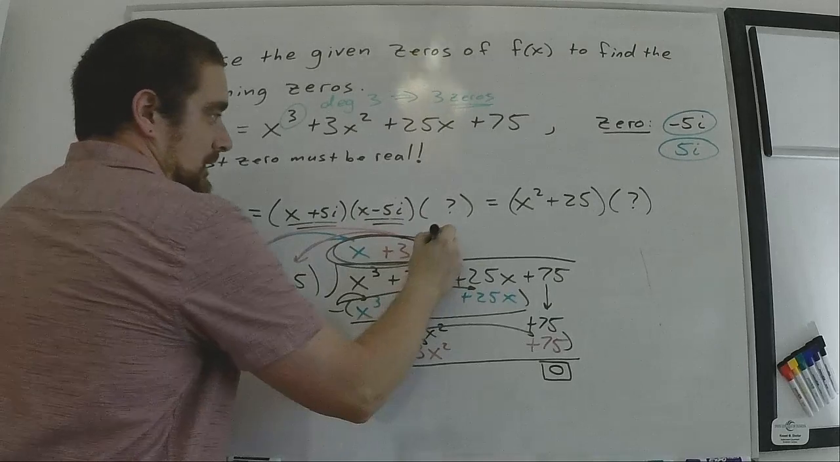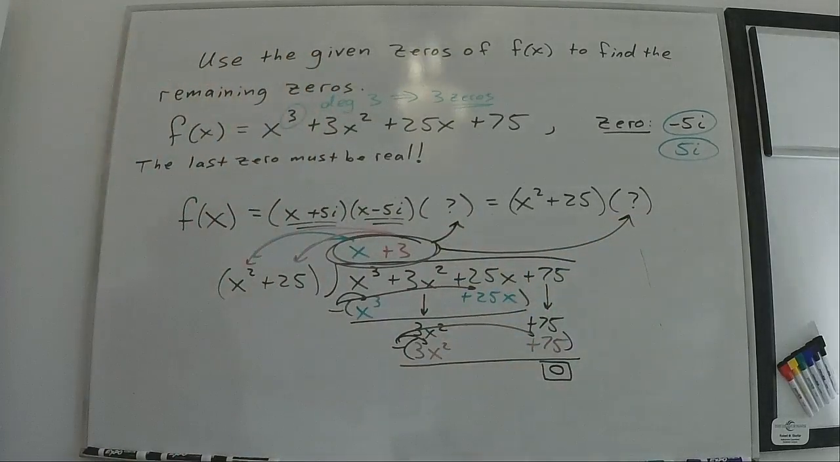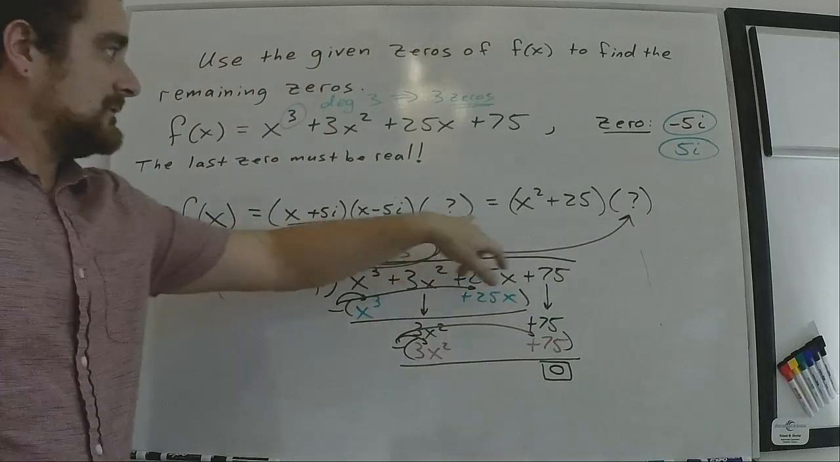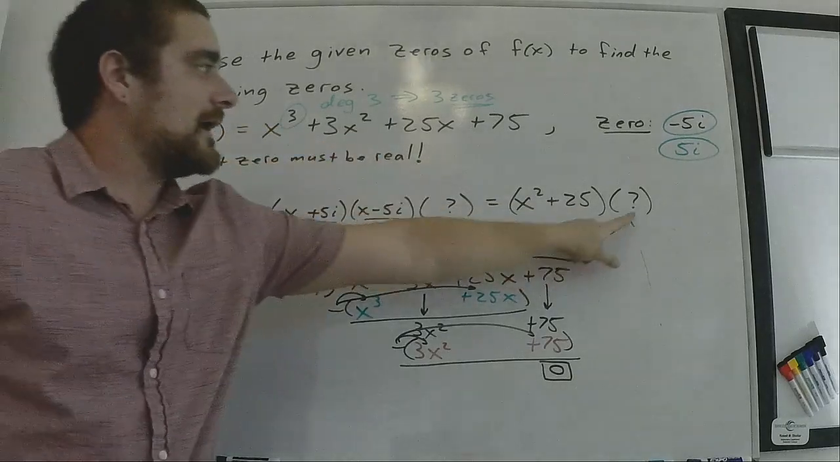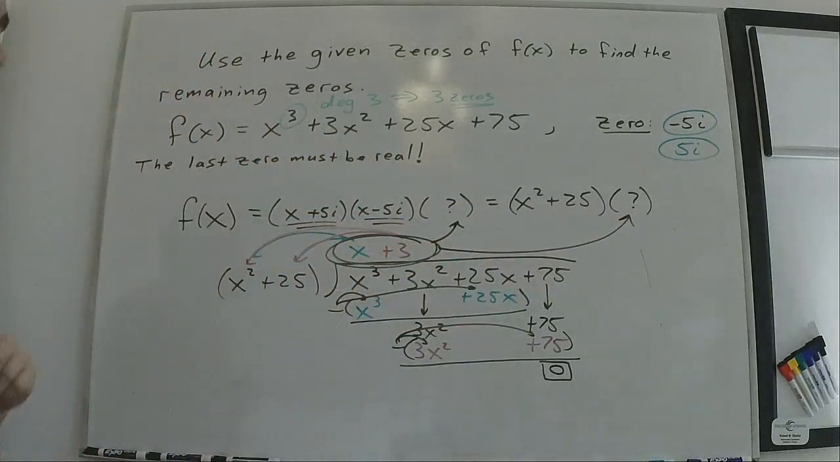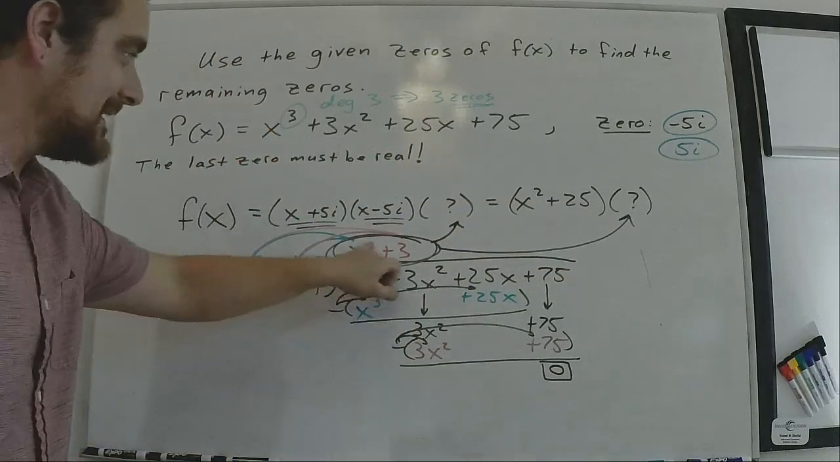That x plus 3 is the remaining linear factor that we were looking for. I really wanted to know what that last factor was, because right now I'm staring at this irreducible quadratic coming out of this cubic. Aha, the last factor must be linear. The last factor must be x plus 3. Thus, the last 0 must be negative 3.